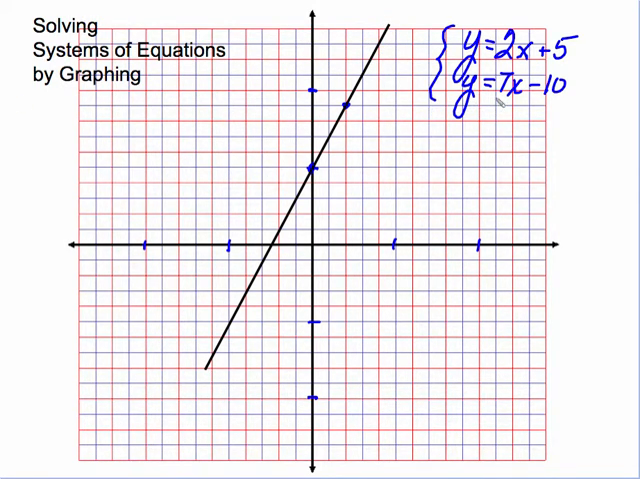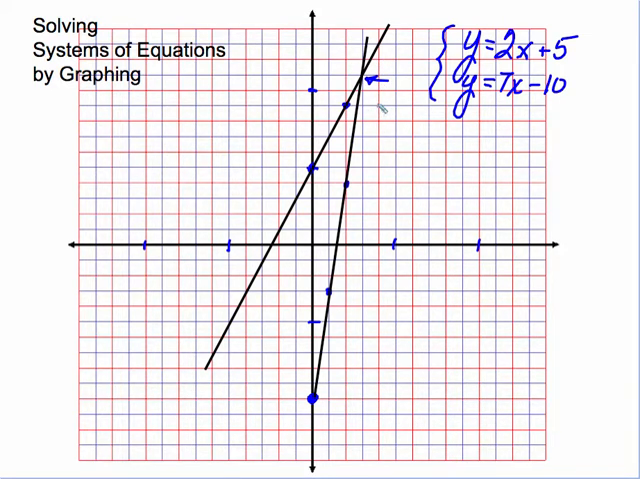This is y equals 7x minus 10. The y-intercept is negative 10, so that would be down here at the bottom. And the slope is 7, so we can go over 1, up 7, and that would be a point there. And let's do one more, over 1, up 7, to be right there. Okay. And then we can graph this one. And we'll start the line there, and there we go.